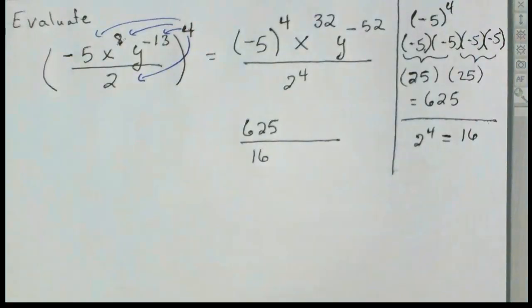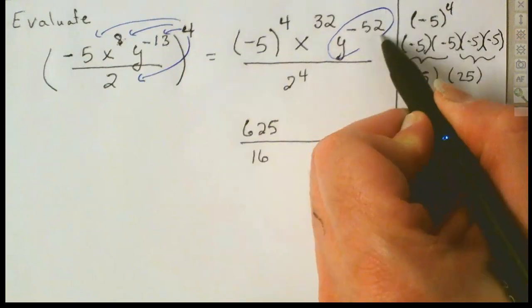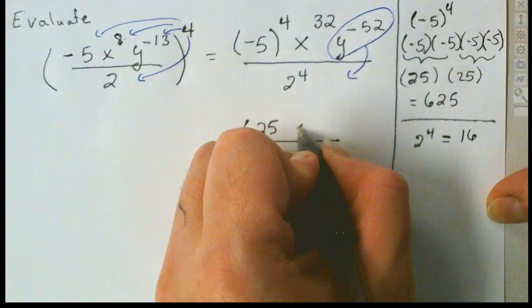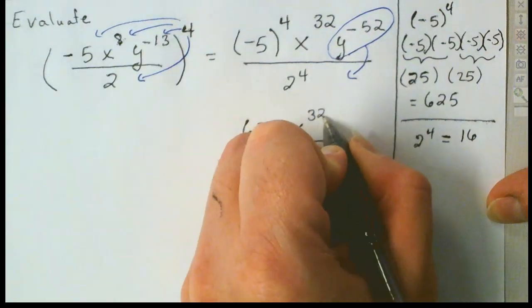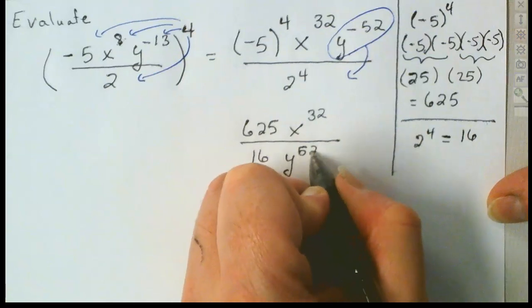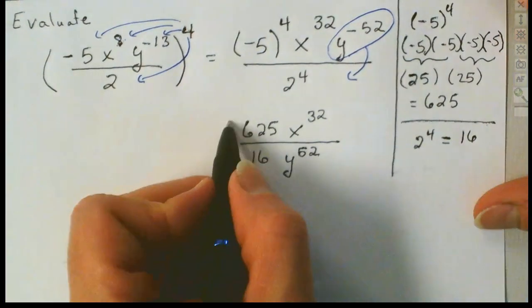What else has to be moved around? Well, yep, this y to the negative 52, that has to go down below. So we're now going to be left with x to the 32 power on the top and y to the 52 power down below. That is, again, your final answer. How do we know we can stop?